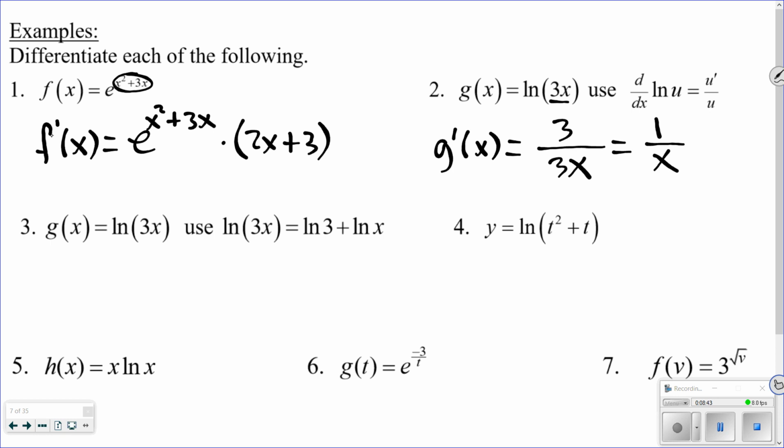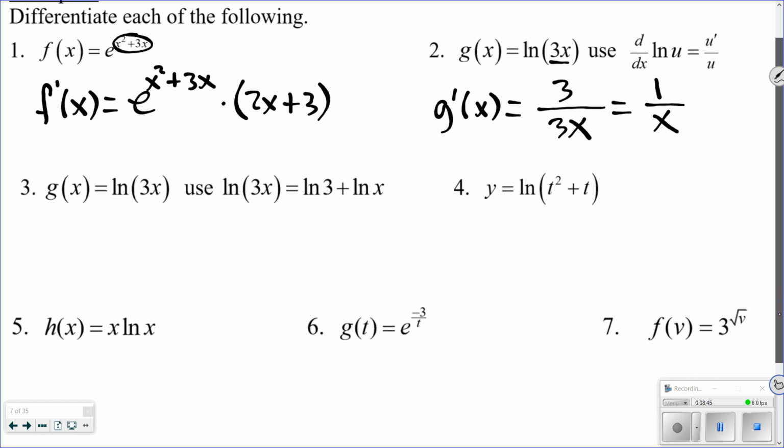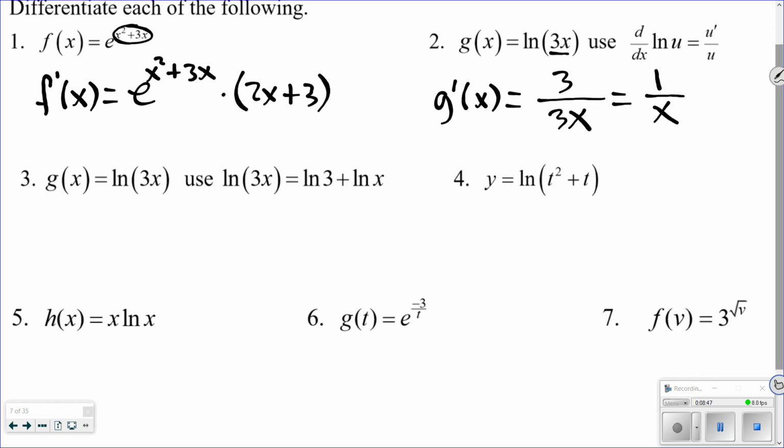Let's look at number 3. It wants us to do the same problem, but now it wants us to use the properties of logarithms. So if you remember, if I have the ln of 3 times x, you can take that and separate it. You can write it as being the ln of 3 plus the ln of x. That's called expanding the logarithm, and we did that back in chapter 0. So let's do that. So I'm going to rewrite g of x as being the ln of 3 plus the ln of x.